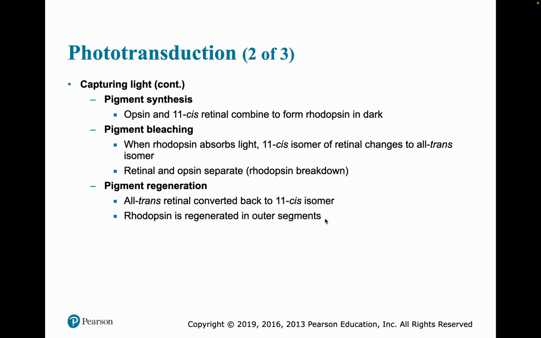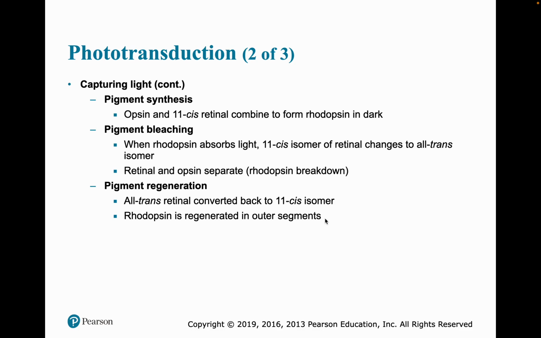So the pigment synthesis, opsin and 11-cis retinol are going to combine to form rhodopsin, and that's the rhodopsin we have in the dark, so 11-cis. When rhodopsin absorbs light, the 11-cis isomer of retinol changes to the all-trans isomer of retinol. So that would be the beginning of photo-bleaching. When 11-cis becomes all-trans, the retinol and the opsin separate from one another. So the rhodopsin breaks down.